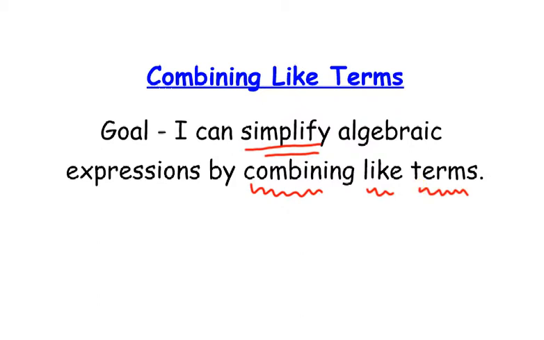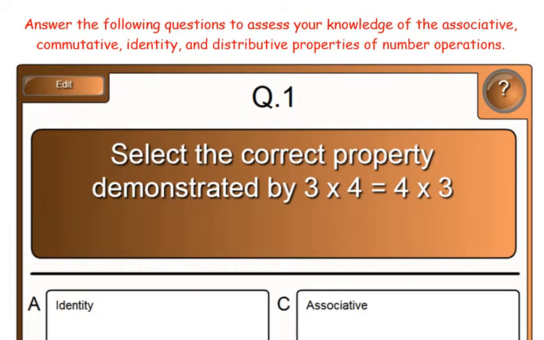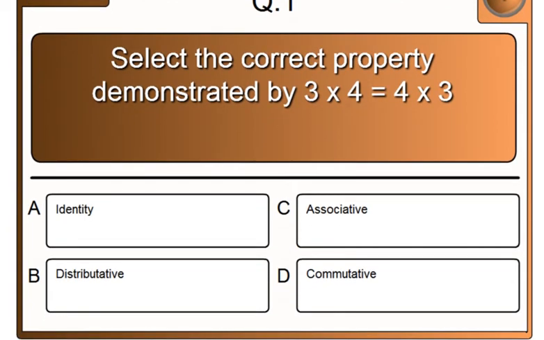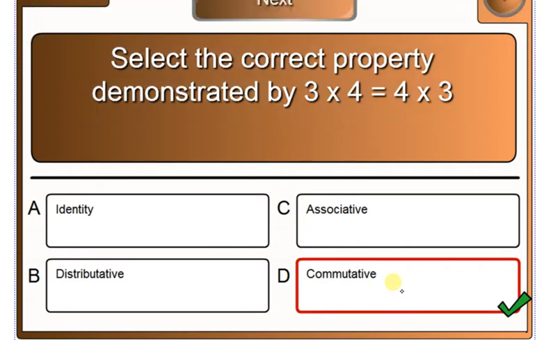Before we actually get started with combining like terms, we're going to play a little game here. It's the property game, just to review. Select the correct property demonstrated by 3 times 4 equals 4 times 3. So think about it. Which one would that be? Identity, distributive, commutative, or associative? If you said commutative, you are correct.